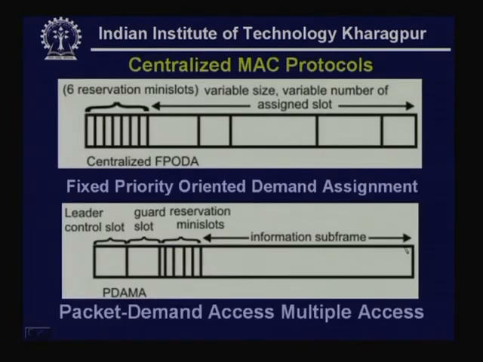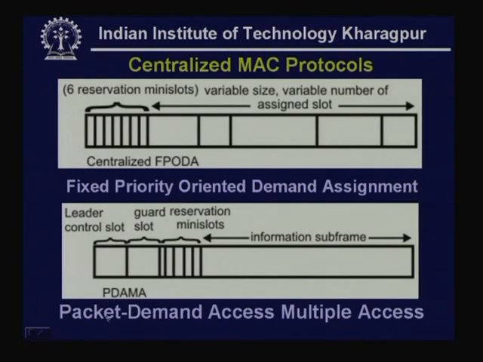And then there are centralized medium access control protocols. The centralized FDOMA is an extension of Roberts protocol. Here there are 6 reservation mini slots, as you can see, of variable length, but here one of the ground stations acts as a kind of master and does the reservation, and variable length data can be transferred in this fixed priority oriented demand assignment.